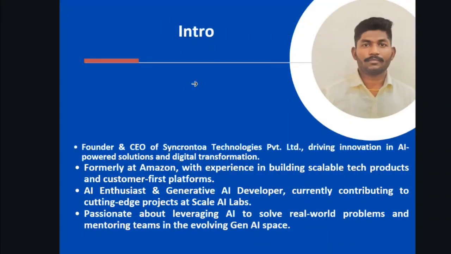So I am Raju Mithra Kanteti, the founder and CEO of Synchronota Technologies Private Limited. It's completely working on generative AI and some training programs, digital solutions to the US clients. Previously I worked at Amazon as an AI Alexa data trainer with experience in building a lot of tech projects and working with a major team at Amazon.